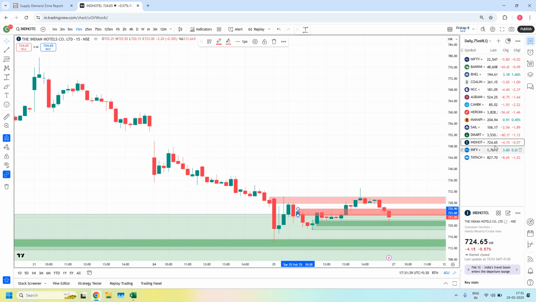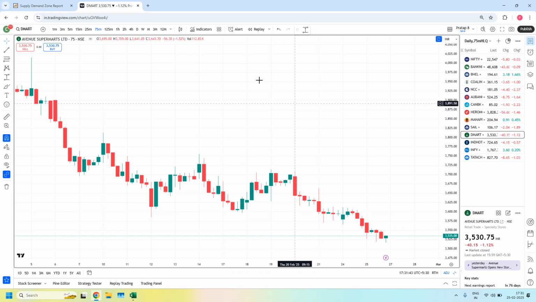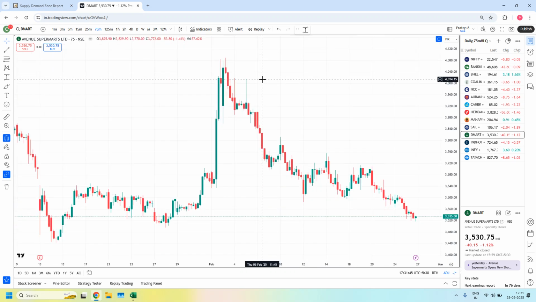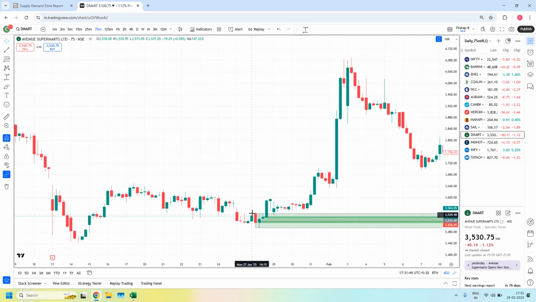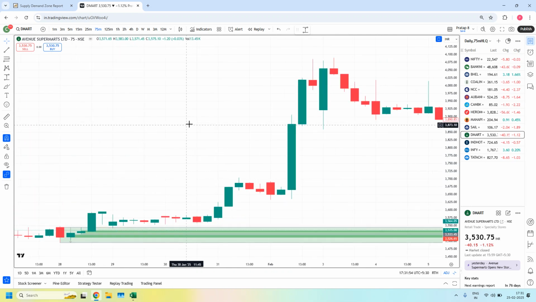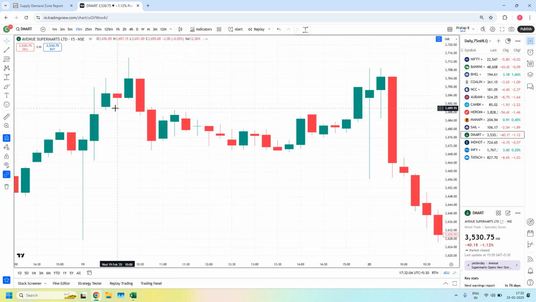So go to DMART. It is also a 75-minute high liquidity demand zone. How did our software identify this? As a drop, 2 base candles and a rally. This is how our software identified DMART. Drop, 2 base candles and rally. And this 75-minute zone we fine-tuned with the 15-minute time frame.